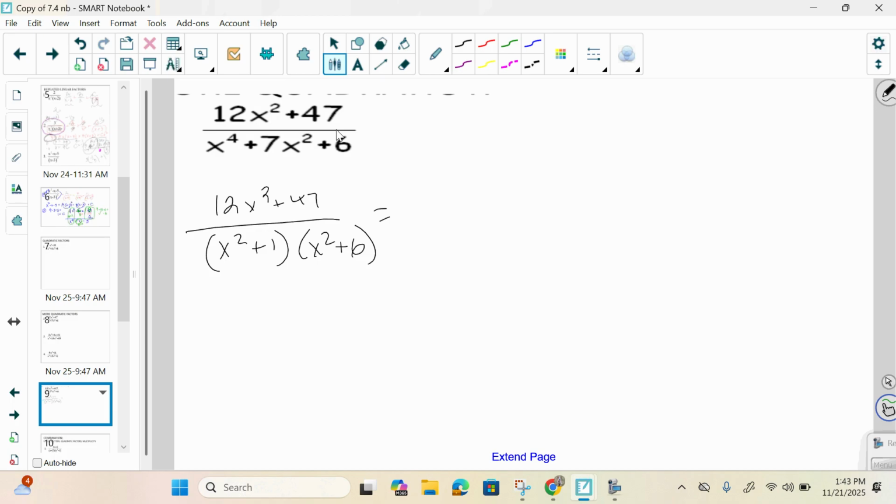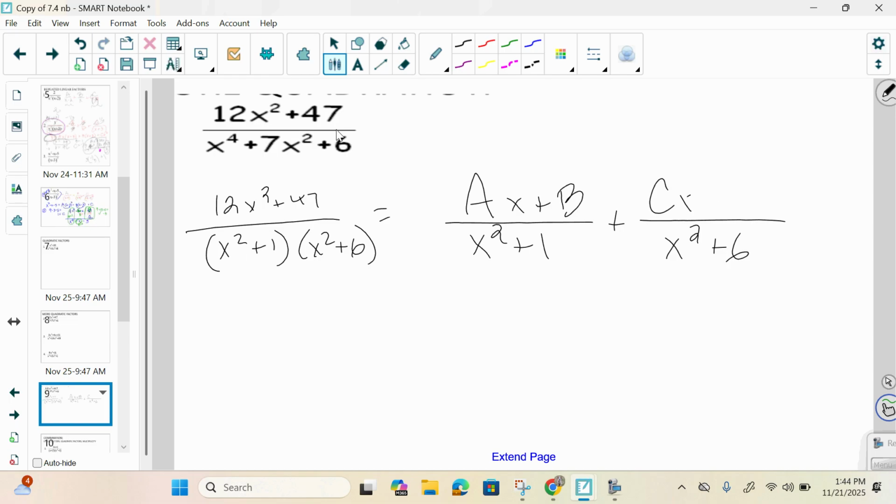So, how many fractions do you think we're going to need? 2, one for each. So you got one for x squared plus 1. You got another one for x squared plus 6. All right, so Sophie, what's the degree of both of those denominators? 2. Degree is 2. So in order for n to be less than m, you're going to make this degree 1. So Ax plus B, Cx plus D.